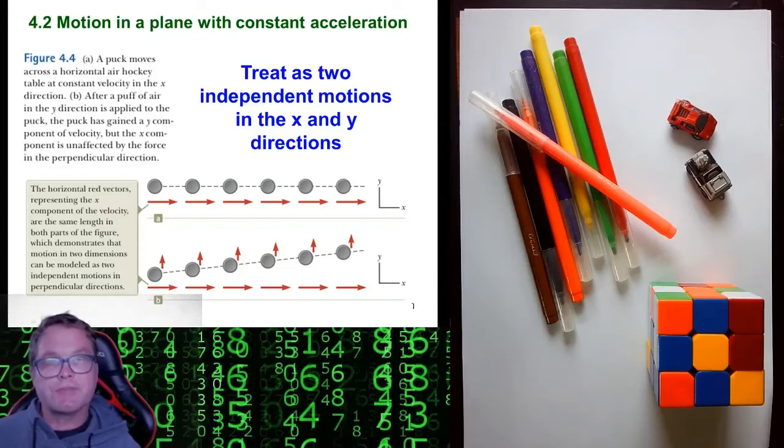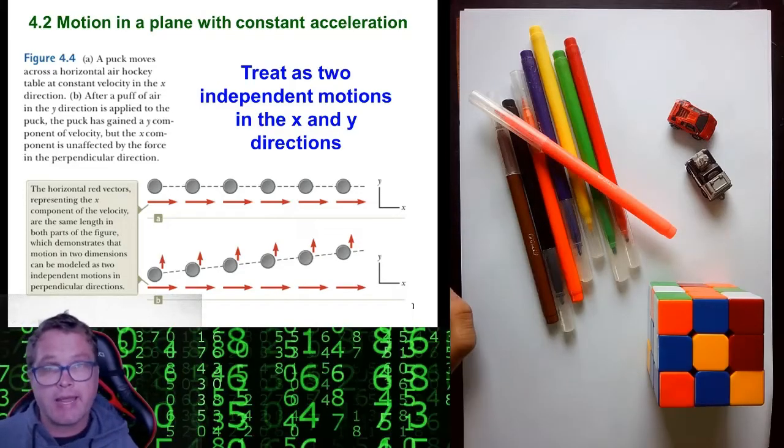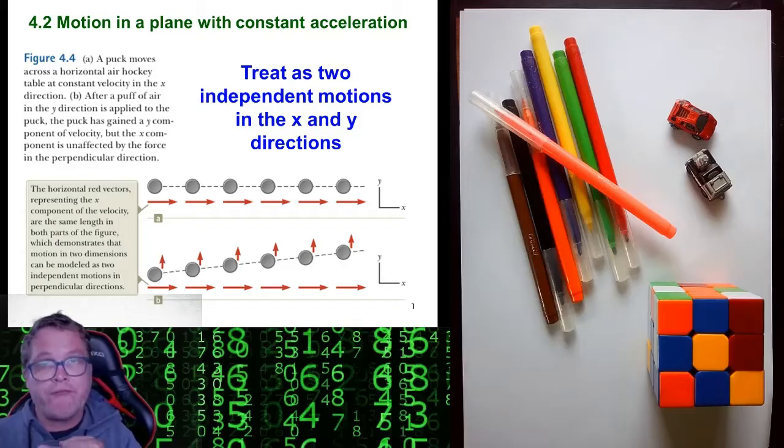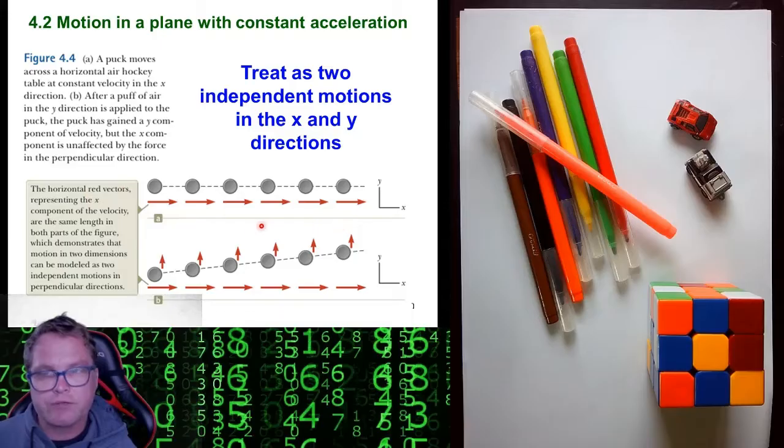To introduce this chapter, we refer to the example from the text where they say, a puck moves across a horizontal air hockey table at constant velocity in the x direction, as shown in figure A. So you can think of the hockey puck as just a metal disc which is moving on an air hockey table, and the air hockey table is essentially a frictionless surface. So we have a disc moving on a frictionless surface. It's moving with constant velocity, and we're representing the velocity by this arrow as shown.